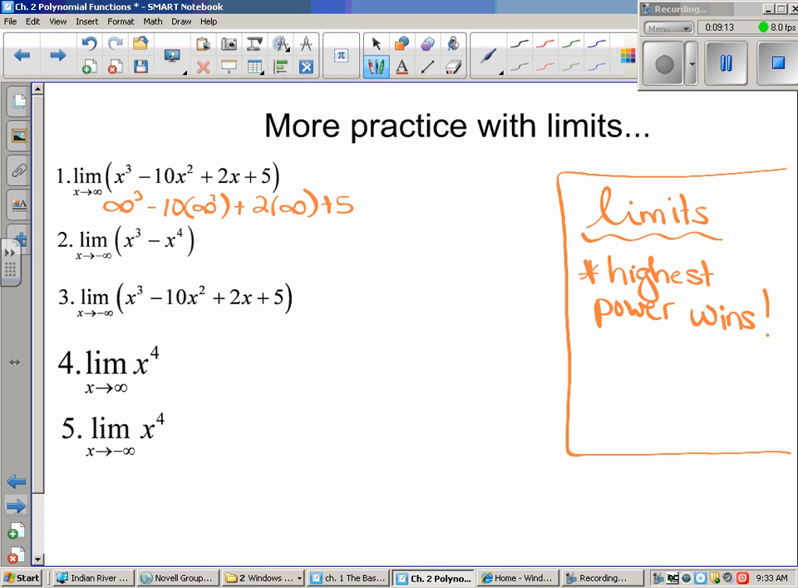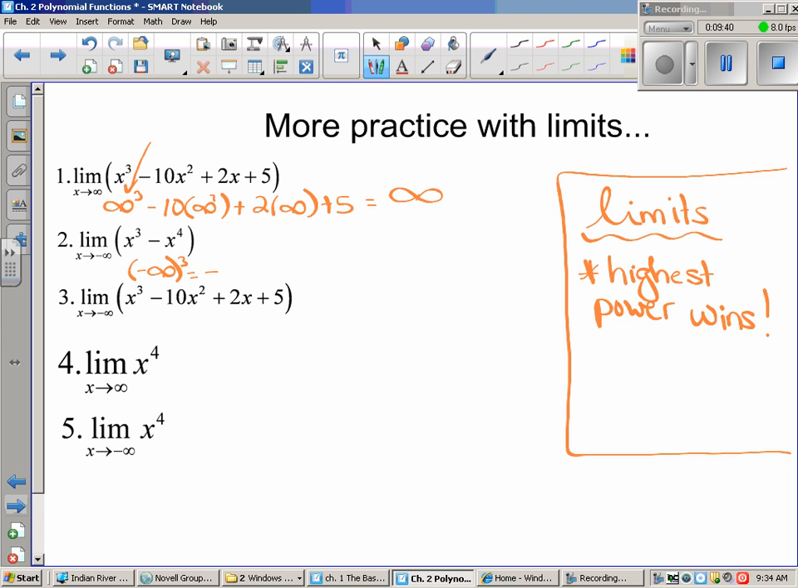I have a very large number cubed, and then I'm going to subtract 10 times a very large number squared. Which one's going to get there faster? If this is a contest between infinity cubed and infinity squared, who's going to win? Infinity cubed would. And the same is true for plus 2 times infinity plus 5. It's like the ocean, and we're taking just a little bit out of it. That would equal infinity.